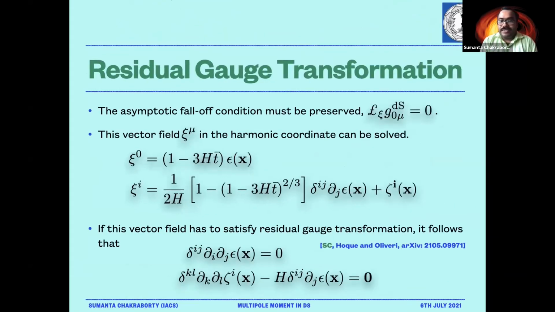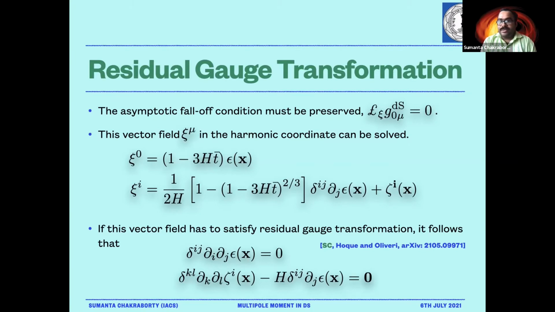Next step is the residual gauge transformation along with the asymptotic fall-off condition. Here also we want the asymptotic fall-off condition to be preserved and the residual gauge condition must be respected. The asymptotic fall-off condition requires that the Lie derivative of the 0 mu component of the de Sitter metric should be 0. That means under the diffeomorphism, the 0 mu component should not change. It should retain the same structure. If you solve that equation, then you get the 0th component of the vector field and the ith component of the vector field, which I have expressed.